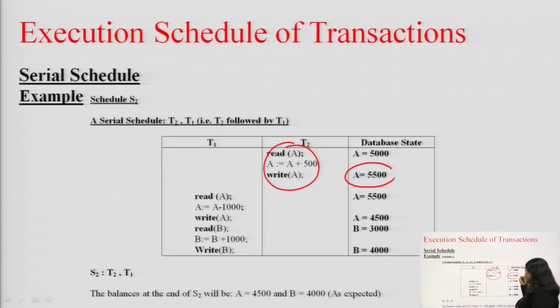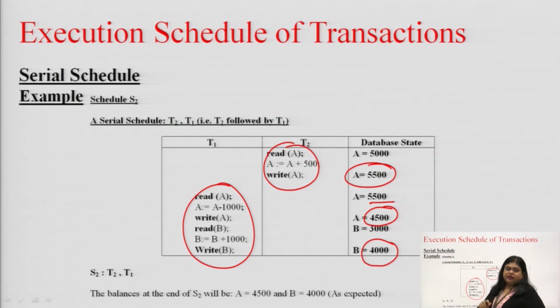So, at the end of transaction T2, A becomes 5500. Now, transaction T1 comes in, it reads the value of A, which was 5500, deducts 1000 rupees, puts it back to the account B. So, B becomes 4000 and A becomes 4500, right. So, this was a strict serial execution.